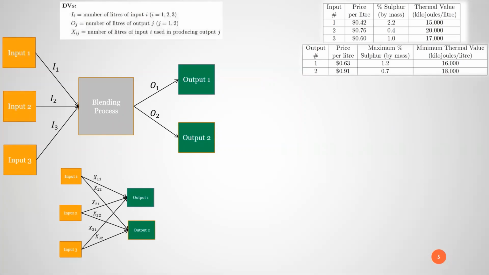So what I am going to do is define my decision variables as follows. I should have the number of liters of each input, which we will show with I, the number of liters of each output, which we will show by O, and the number of liters of input I which is used in producing output J, which is shown by X, indexed by IJ.